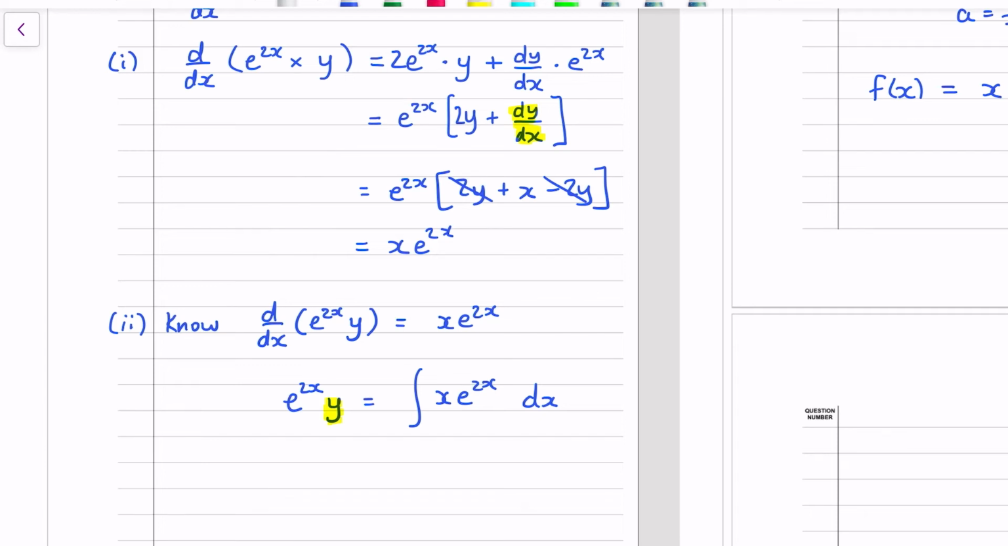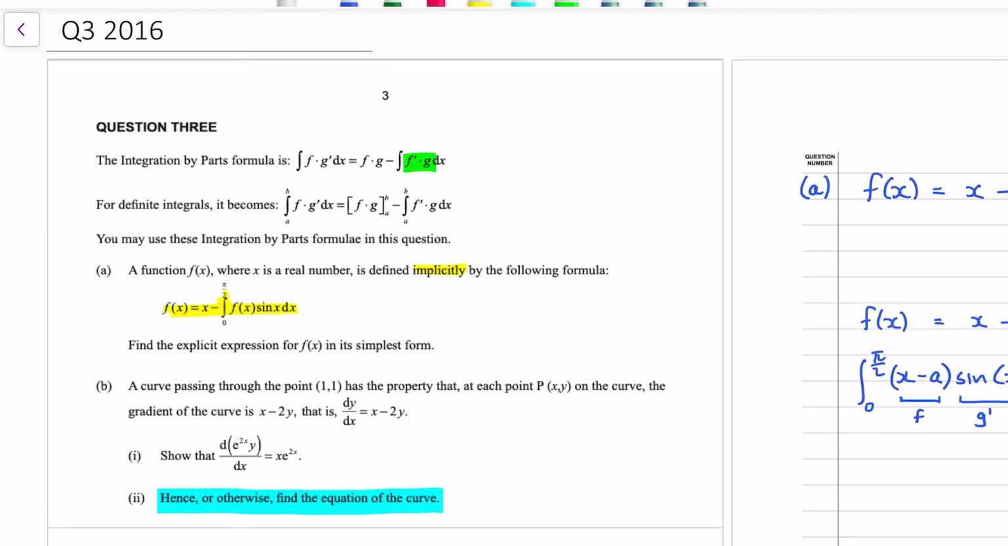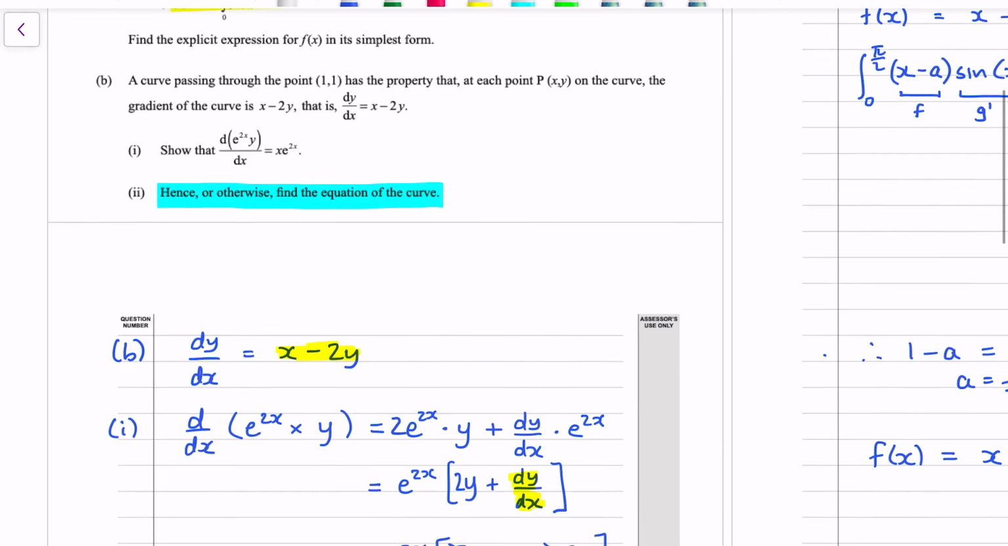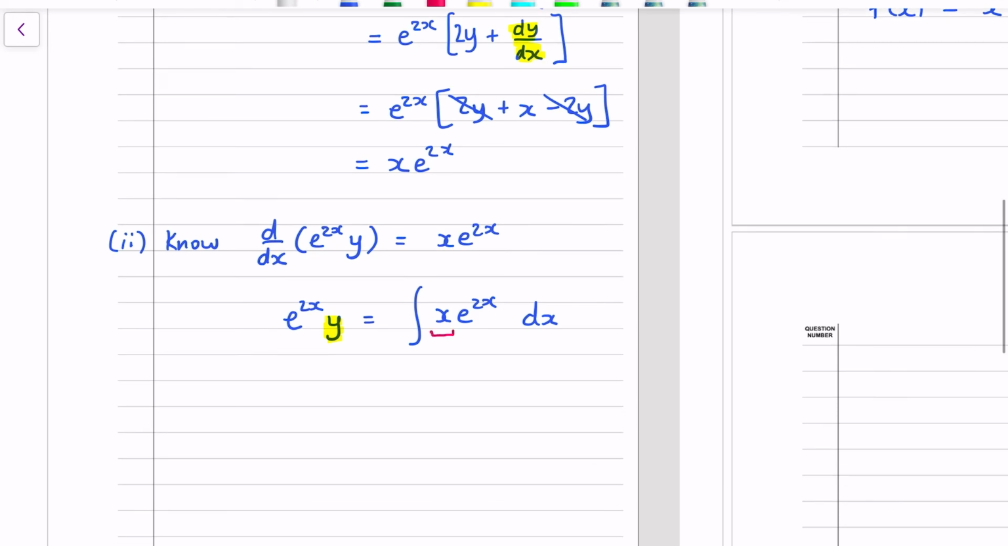We can't cancel e to the 2x on both sides if you're thinking that, because one of them is trapped inside an integral. But we can find the integral of this right-hand side by doing integration by parts again. And it did say, it was sneaky, but it said you may use integration by parts in this question. It meant both parts you could use it. So if we call this f and this g dash, think about why I chose it to be that way and not the other. Remember, we want that right integral to be easier, and f dash is 1. If we did it the other way around, it wouldn't get any easier, we'd actually get worse.